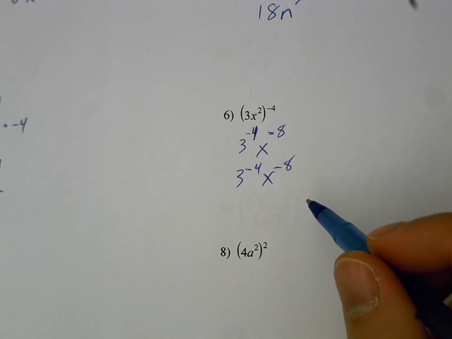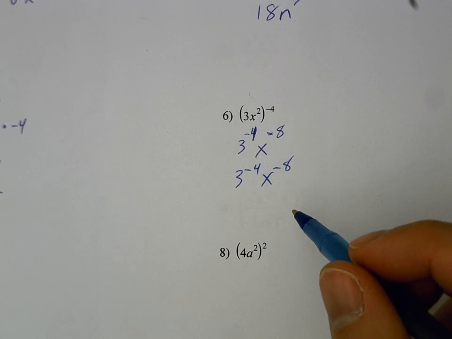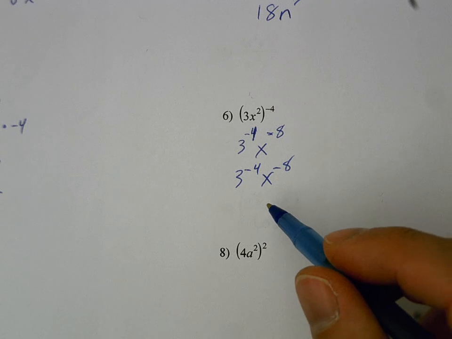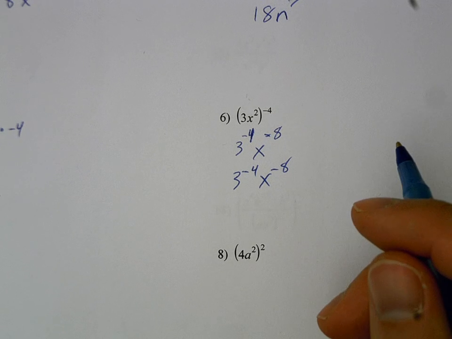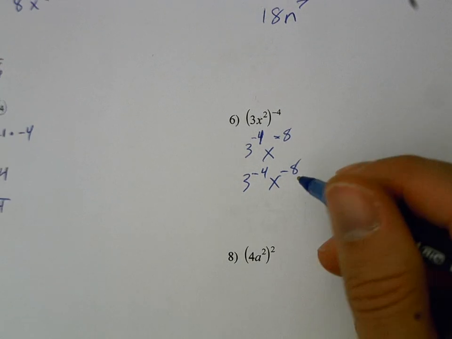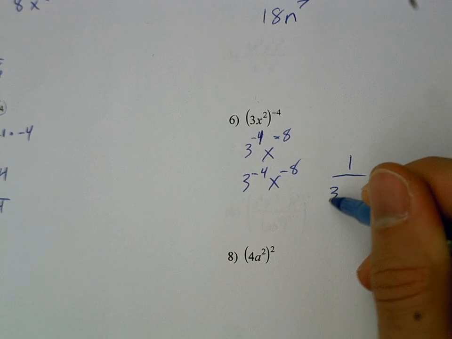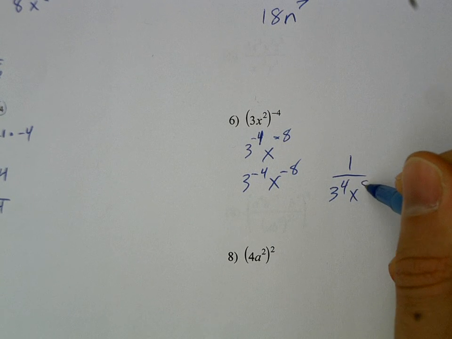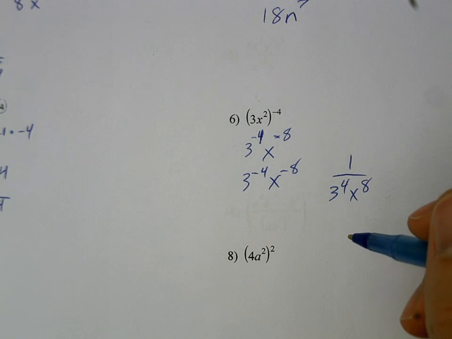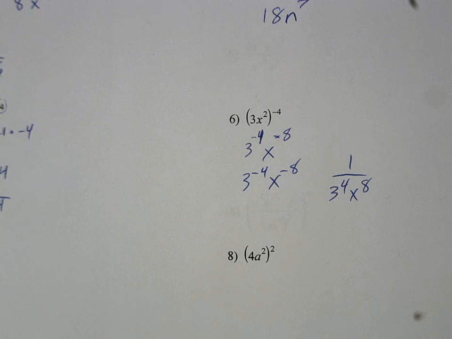Joelle, what do we do with negative exponents? Does that make sense to everybody? That's perfect, Joelle. So we're going to put this 1 over 3 to the 4th x to the 8th. That's exactly right. And again, once you do that, they're not negative anymore.